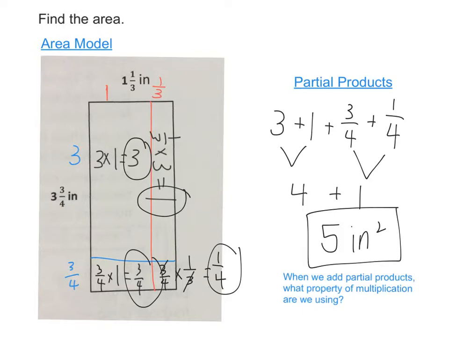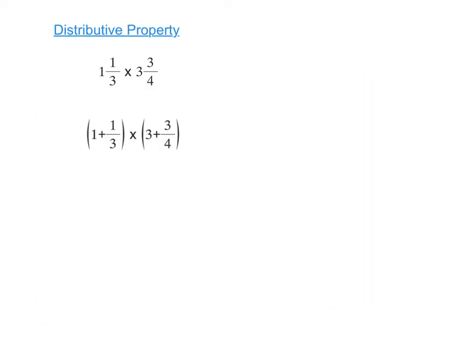Are we using commutative property and moving things around? No. Are we using associative property and changing which ones we group using parentheses? No. Are we using the identity property of multiplication and multiplying things by 1? No. What we're using is called the distributive property. The word distributive property, and you should write this down in your notebook, sounds like the word distribute, right?